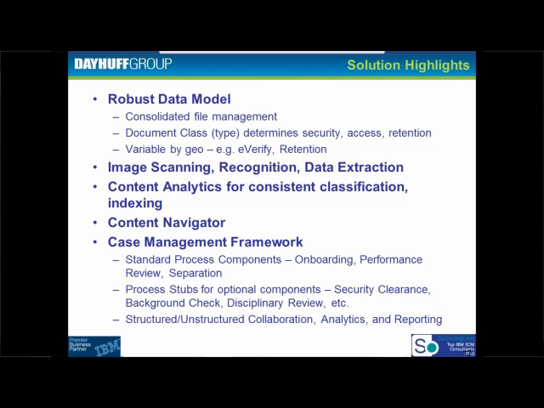The data model also provides for variability by geographic location, so that if there are separate rules for, as we mentioned, the state of California versus the state of Ohio, those could be applied by the data model and not be left up to the discretion of an HR professional. The solution also provides for the ability to take paper documents, scan them, digitize that information, recognize the types of documents, and extract key pieces of information from the electronic image. At that point, the paper original can be destroyed and is no longer a security issue.